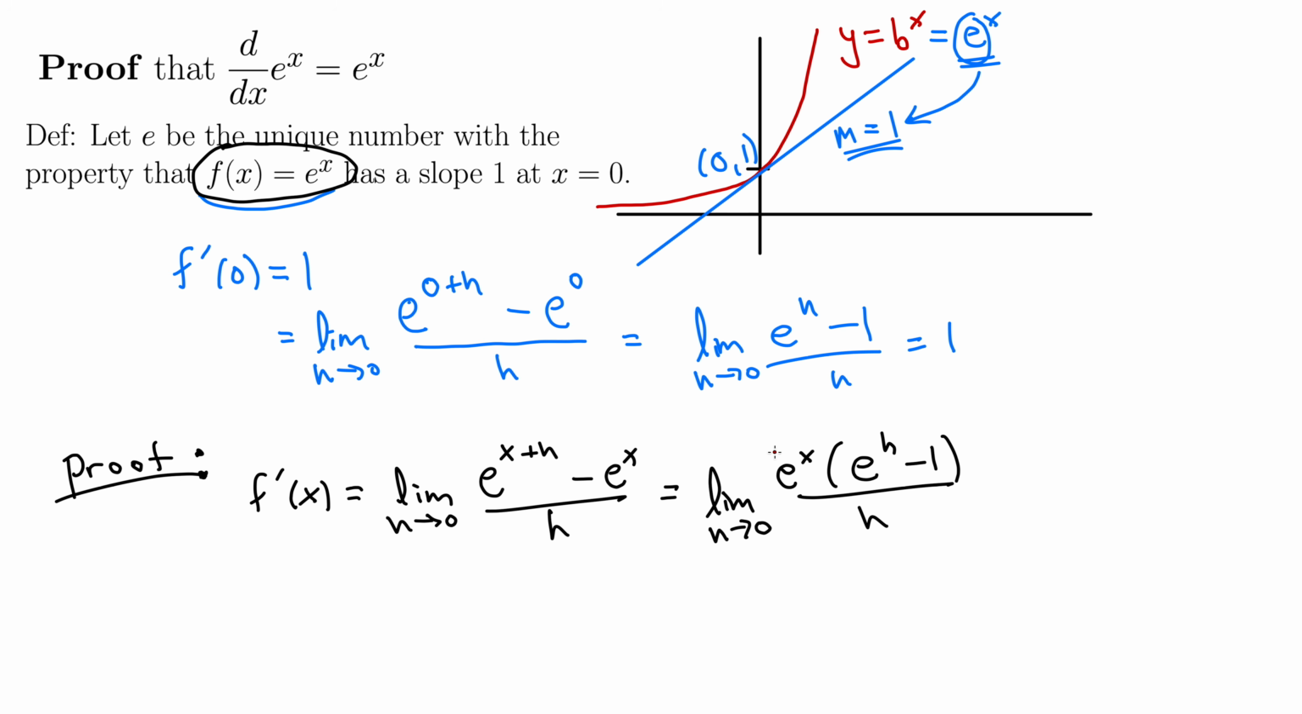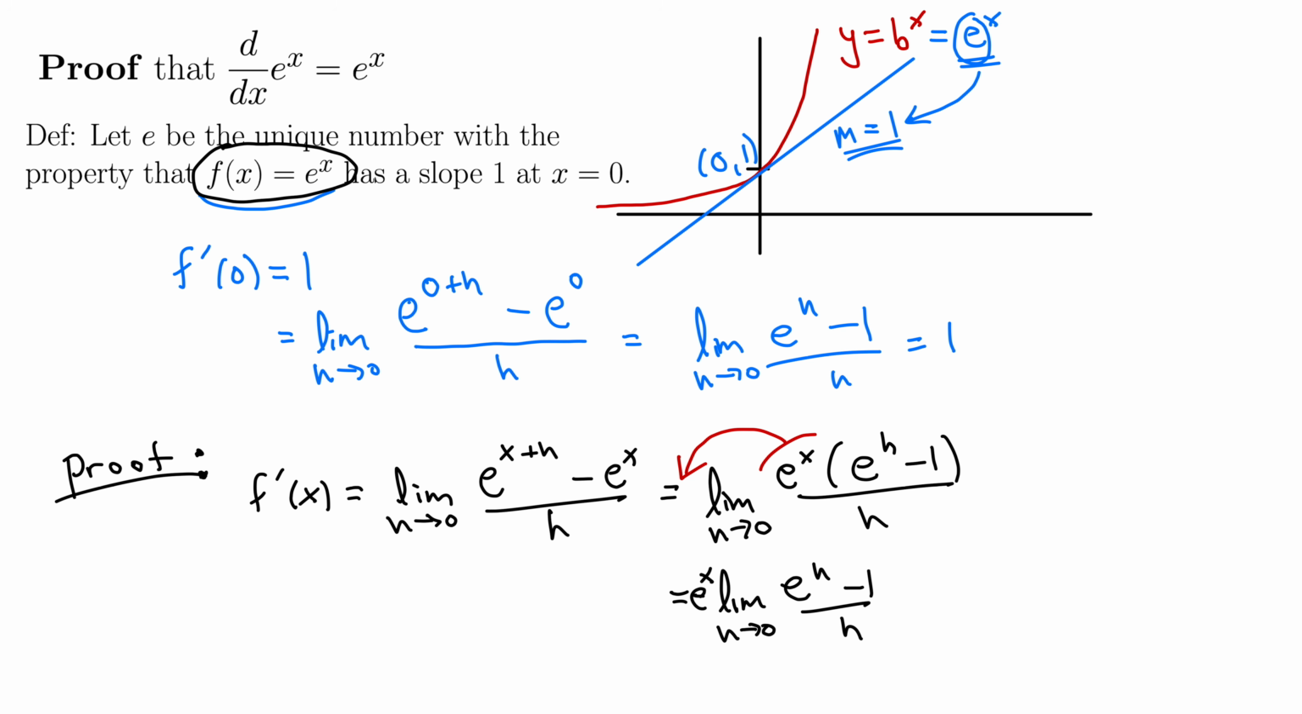Well, this e to the x has no h in it at all, so that's going to pop out to the front of the limit, since as far as the limit is concerned, this thing is a constant, because the limit's looking at h's, not x's. So that comes out to the front, leaving us with the limit as h goes to 0. Let's bring that e to the x out to the front. And then we simply have e to the h minus 1 all over h.